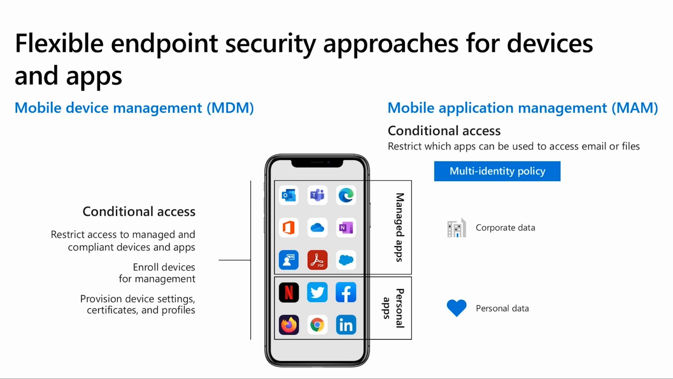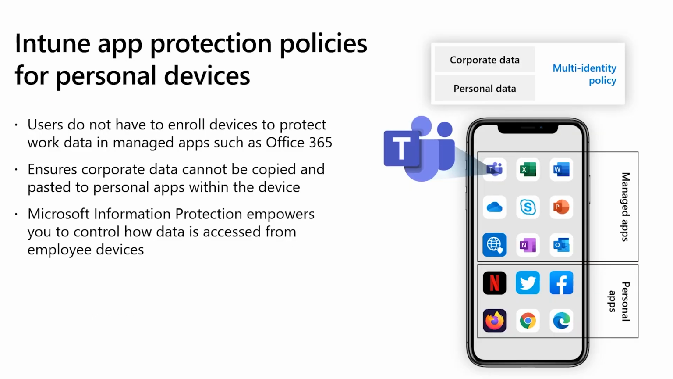If this is not a device that you own and it's a BYOD device, bring your own device, then we can look at mobile application management, which does not require that devices be enrolled and can separate corporate data from personal data. App protection policies basically allow you to secure these BYOD devices because, again, they don't require enrollment. They ensure corporate data cannot be copied and pasted to personal apps within the device. And it also can be used as a layered security approach with some of our other products, such as Microsoft Information Protection, which empowers you to control how data is accessed from employee devices as well.